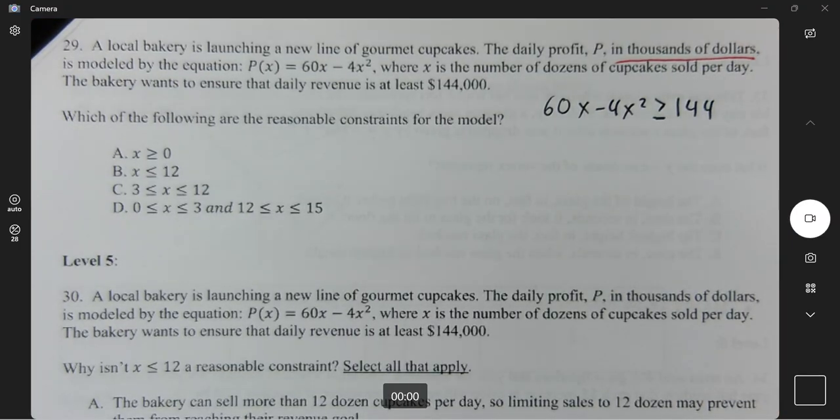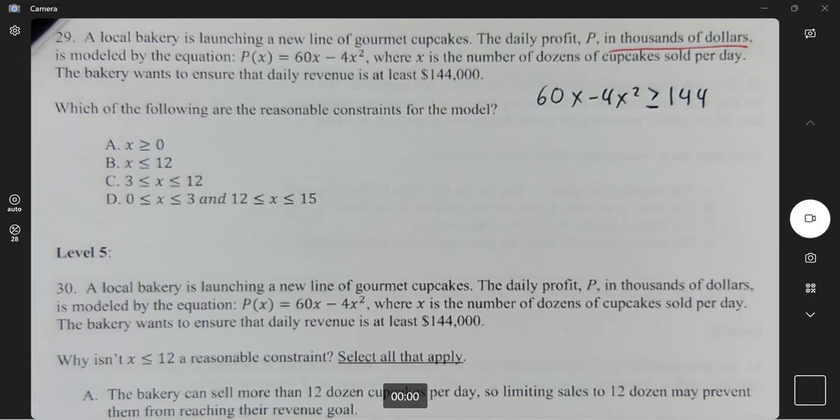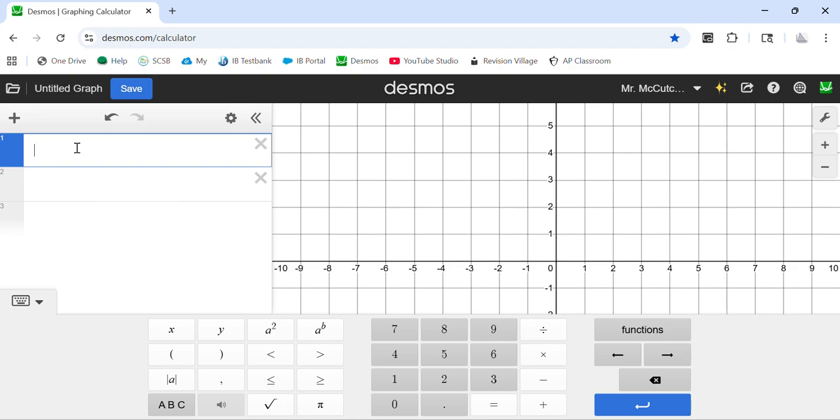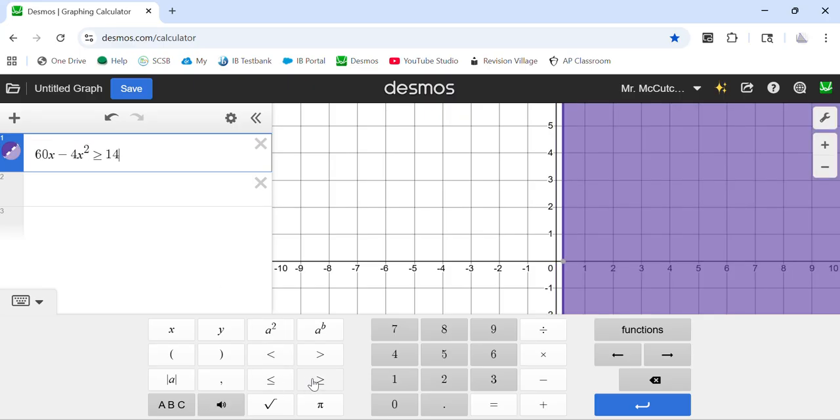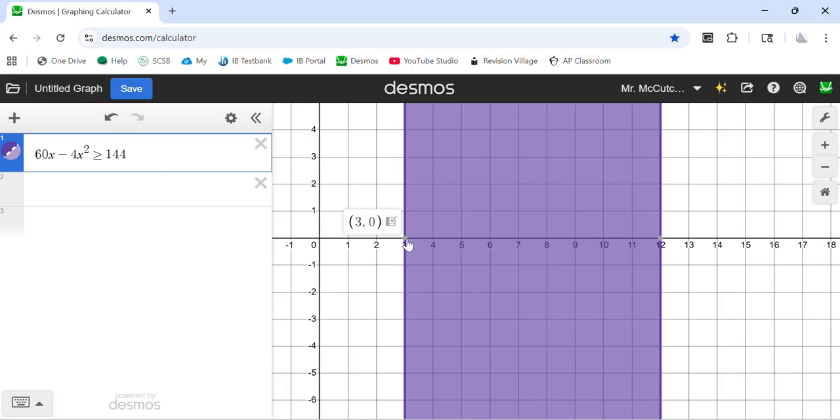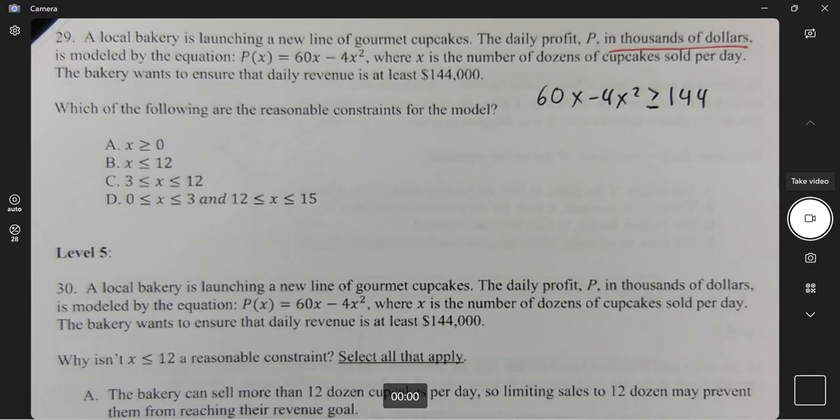It says, which of the following are reasonable constraints? That just means what x's are going to make this happen. So to Desmos we go, and I'm just going to type this: 60x minus 4x squared greater than or equal to 144. Just grab your screen, shift it over, and what you can see is everything from 3 to 12 inclusive, because it's got the equal to bar, makes sense. So our answer is C.